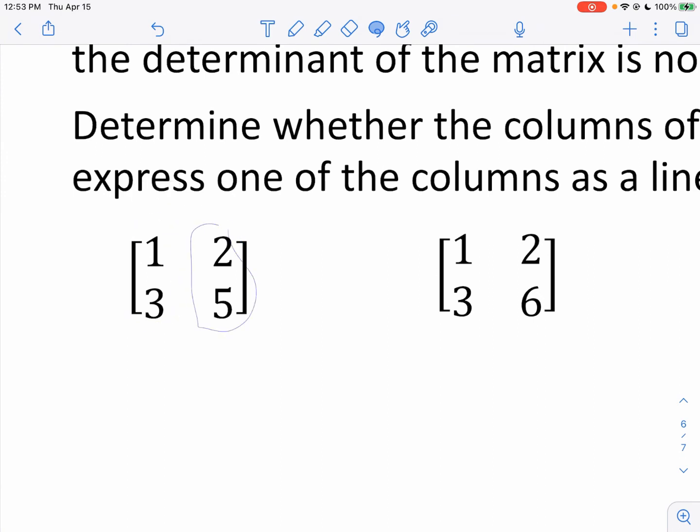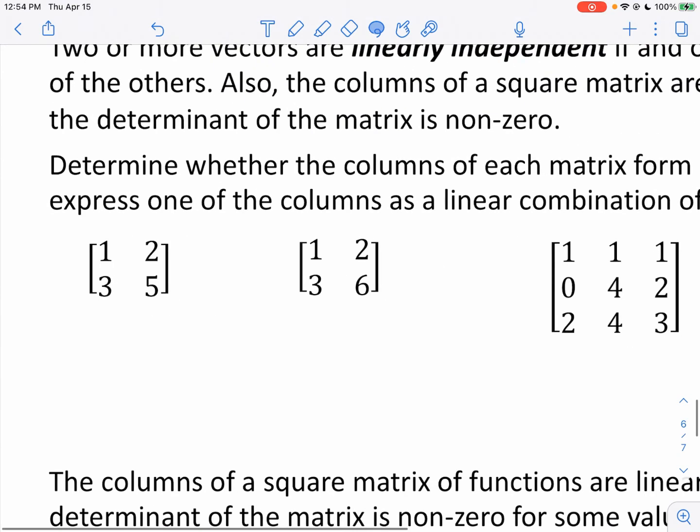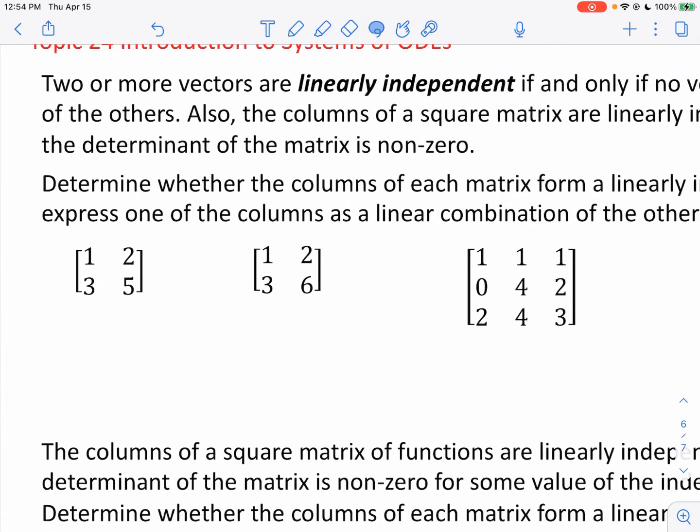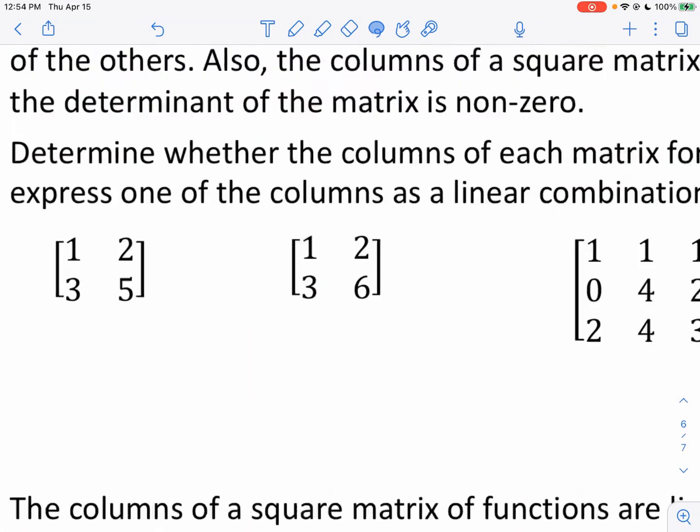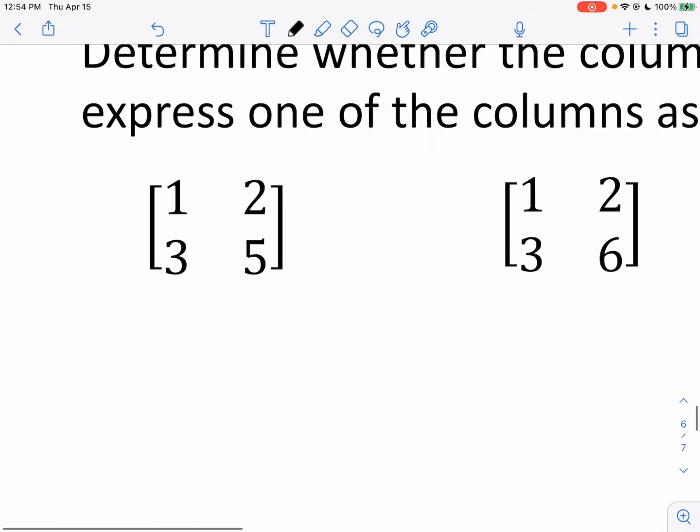This column is not a multiple of this column. So I can say that the 2 columns are linearly independent. It's very easy to determine if 2 vectors are linearly independent. Just determine whether or not one is a multiple of the other. Another option you have, since we form a square matrix out of the 2 columns, out of the 2 vectors, is to just do the determinant. If the determinant is non-zero, then the columns will be linearly independent.